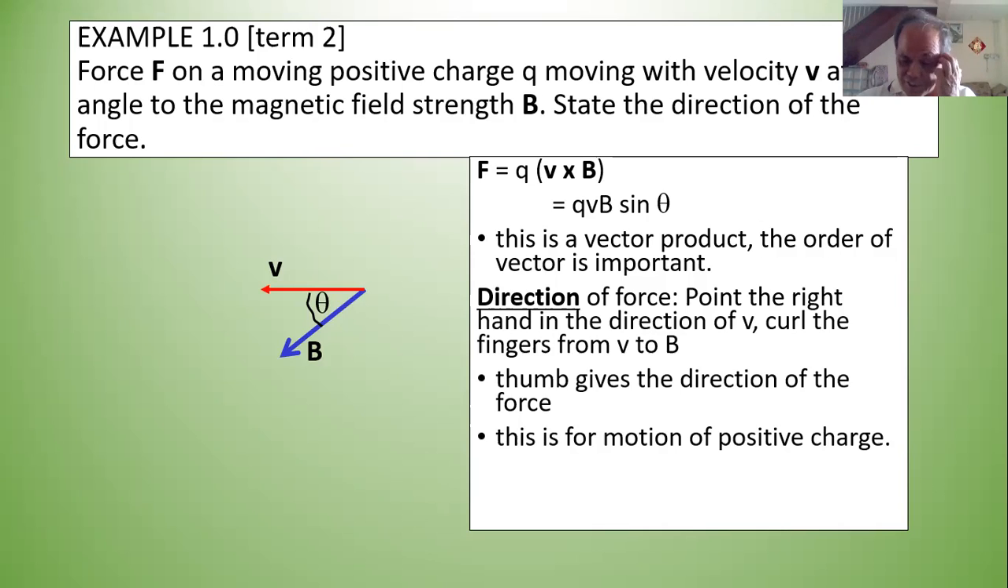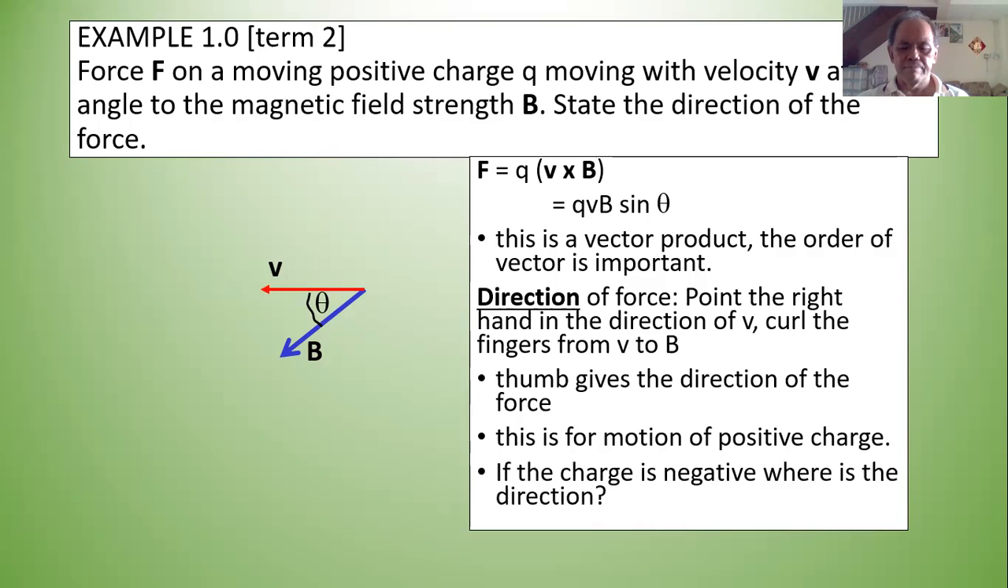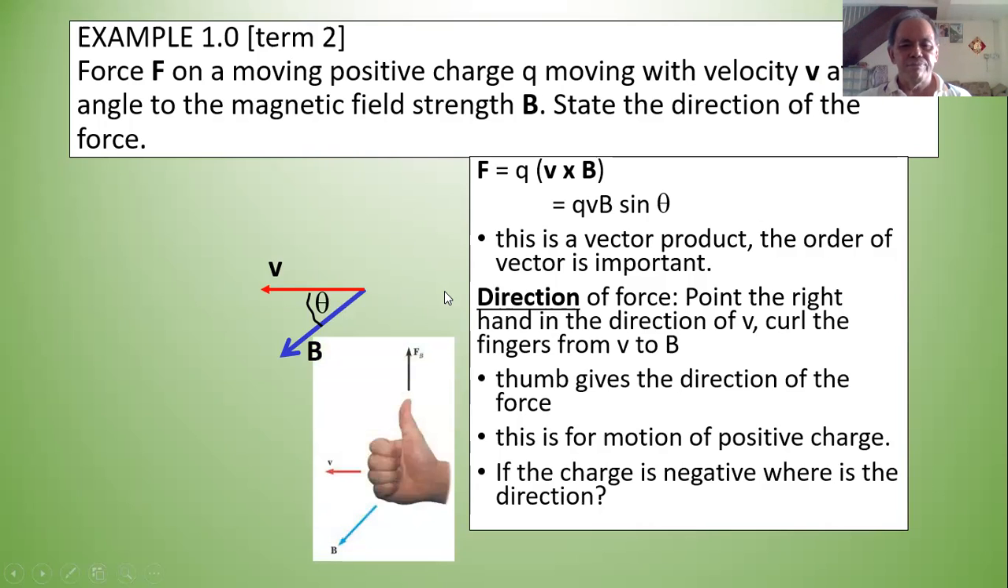Okay, so that's the force acting on the moving charge. If the charge is negative, then you take the direction as the opposite direction. You studied this in your semester 2. You can use the curl rule or the right hand palm rule, same thing. It's just to show you.